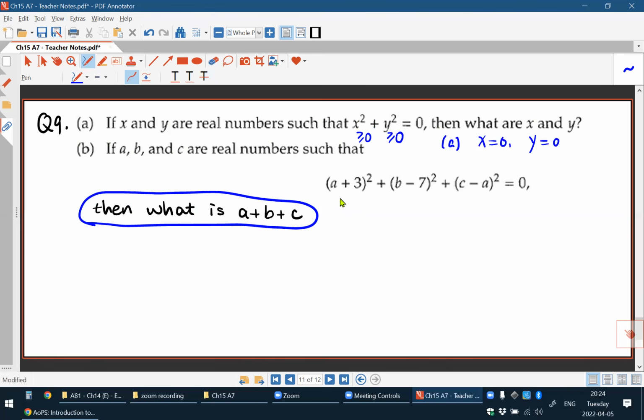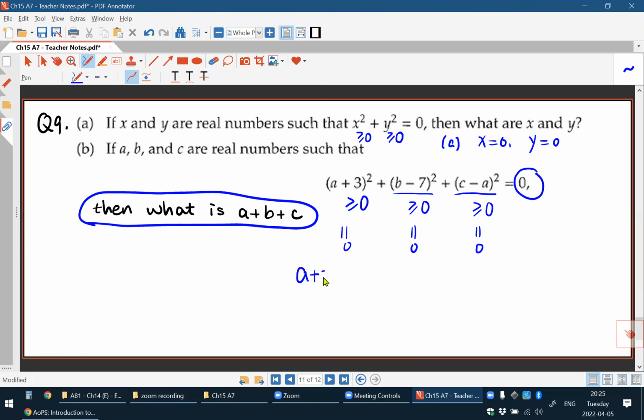Okay, for the second question, we can use the same principle. The first number squared is always greater than or equal to 0. The second number here is always greater than or equal to 0. The third number here is also greater than or equal to 0. But we know that the sum of these non-negative numbers is 0. That means the first number must be 0, the second number must be 0, and the third number must also be 0, right?